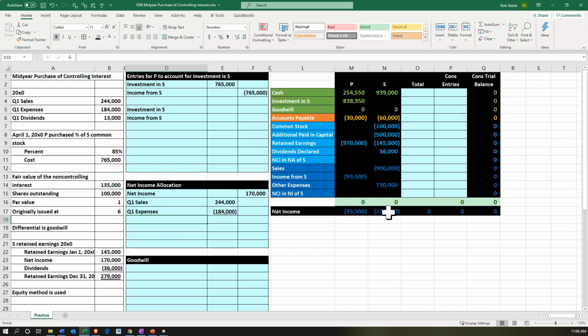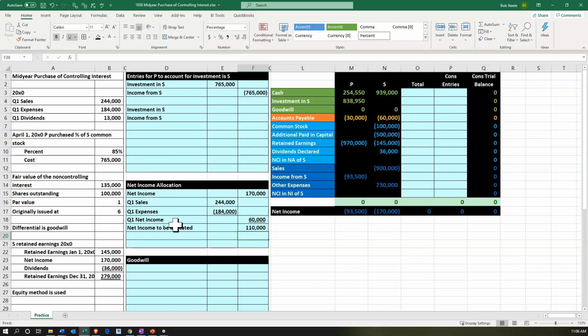And then I'm going to call this Q1 net income. And we'll sum that up, or revenue minus the expenses, sales minus the expenses. That's going to give us our 60,000. That's going to then give us our subtotal. The outer column here is going to be equal to the 170 minus the 60,000. That'll give us our 110.